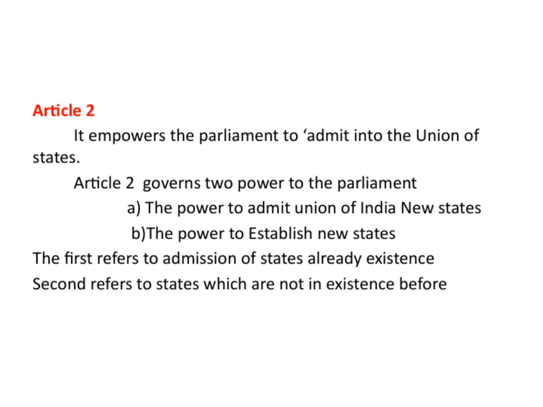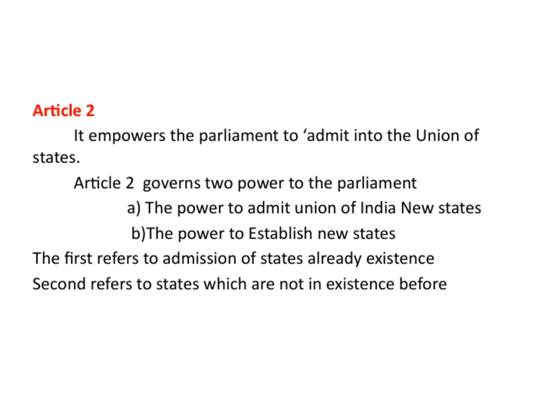This article gives the Parliament the authority to admit new states into the Union. Essentially, it empowers the Parliament to decide which territories can become part of India. There are two main powers granted here. First, the power to admit new states that already exist as separate entities. For example, when a region has its own government and boundaries but is not yet a full state of India, Parliament can admit it as such.